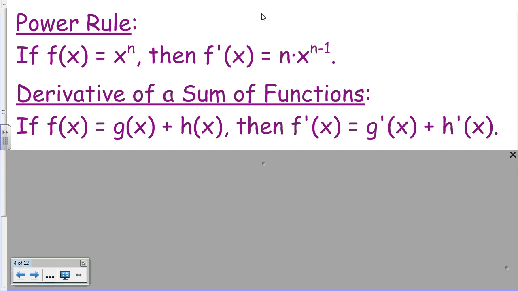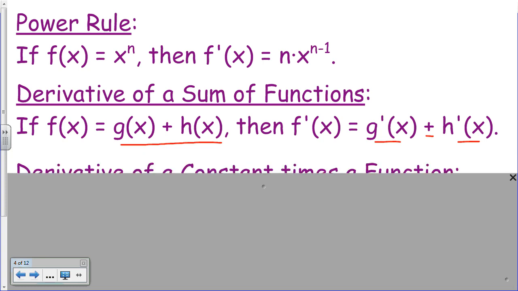In other words, if I want to take the derivative of a sum of two functions, all I have to do is sum up the derivatives of the two functions. So the nice thing about that is that I don't have to worry about the whole function all at once. Just take the derivative term by term. If f of x is equal to g of x plus h of x, then f prime is equal to g prime plus h prime. So take it term by term. That's basically what that's saying.